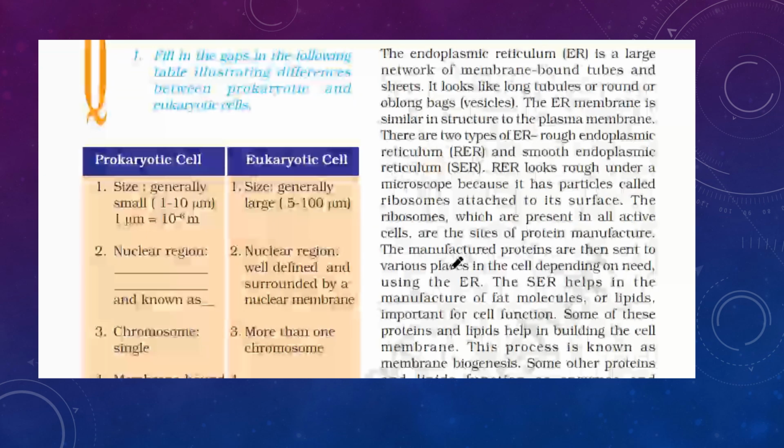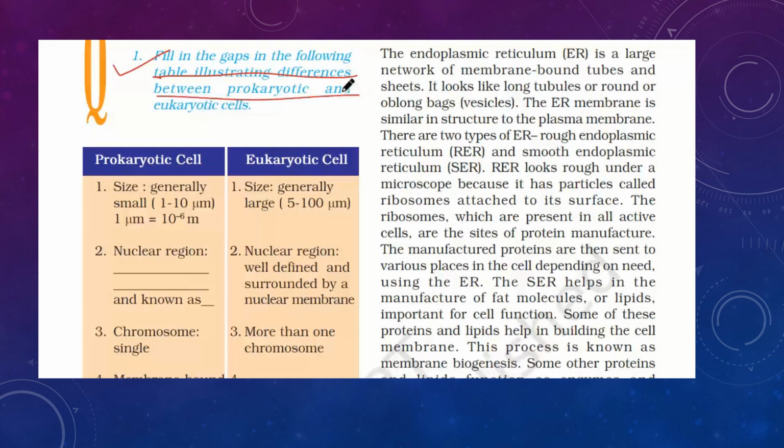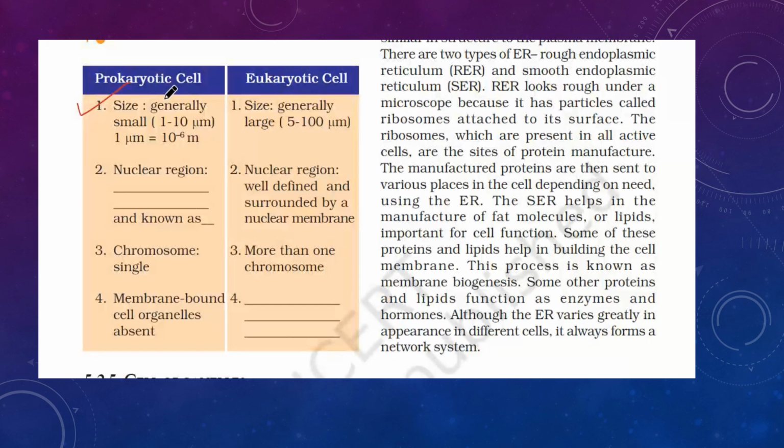Now fill in the gaps in the following table illustrating the differences between prokaryotic and eukaryotic cells. They have given you the differences, you just need to fill in a few, right? For the prokaryotic cell, the first one is size, generally small. These they have given in full. Then from the nuclear region you need to write. In the eukaryotic they have written well defined, surrounded by nuclear membrane. So in prokaryotes it is not well defined, and it is called nucleoid. I have just discussed it.